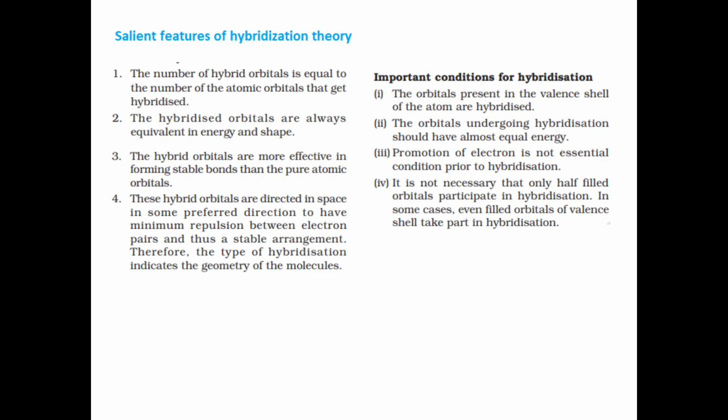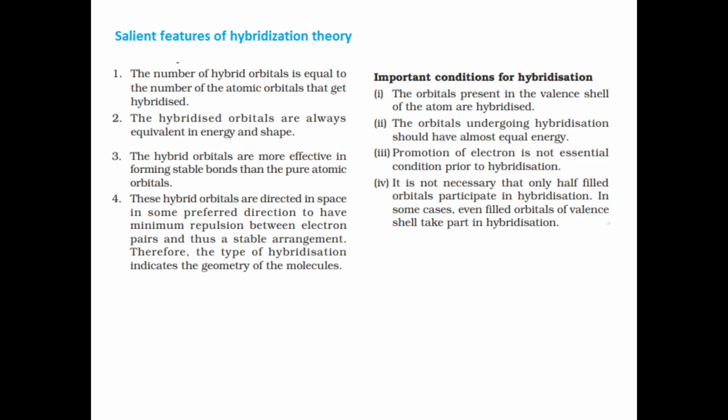Salient features of the hybridization theory. The number of hybrid orbitals is equal to the number of atomic orbitals that get hybridized. Hybridized orbitals are always equivalent in energy and shape. The hybrid orbitals are more effective in forming stable bonds than the pure atomic orbitals. These hybrid orbitals are directed in space in some preferred direction to have minimum repulsion between the electron pairs, such that a stable arrangement occurs.